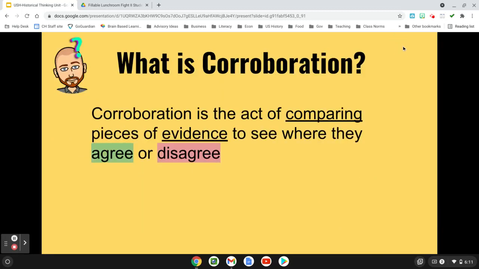Now, this may be a word you haven't heard before, so let's go over a definition of it. Corroboration is the act of comparing pieces of evidence to see where they agree or disagree. In the real world, this happens in law all the time with investigators or in a courtroom, where you're trying to listen to or look at different pieces of evidence to see where stories agree or disagree. That way you can find out the truth, just like you're doing in this lunchroom fight. And the same thing happens in history as well when someone's trying to determine what happened at a historical event.